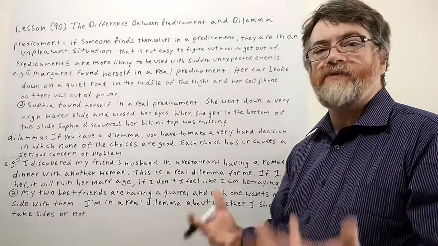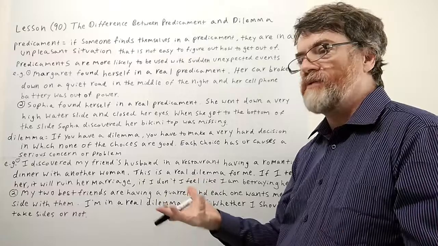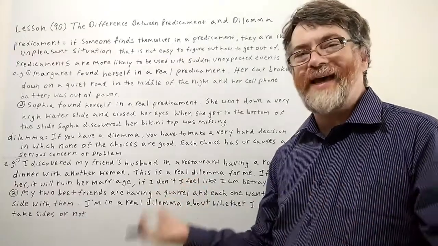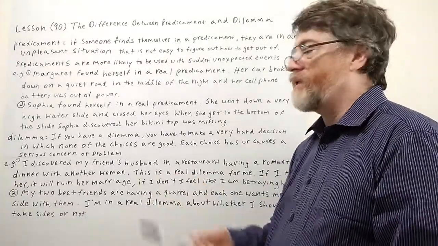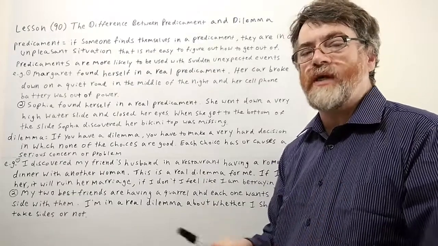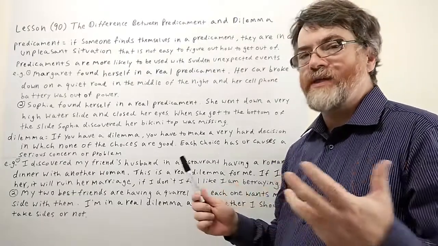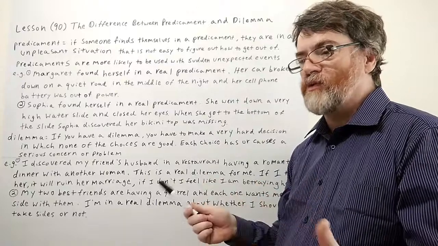All right, so again, maybe you can see the difference between these two. Predicament is always some sort of sudden situation that comes up that puts you in a bad situation. You can't figure out how to get out of it. Dilemma is always about choices. You always have to choose something, and neither choice is easy. There are problems with both choices.